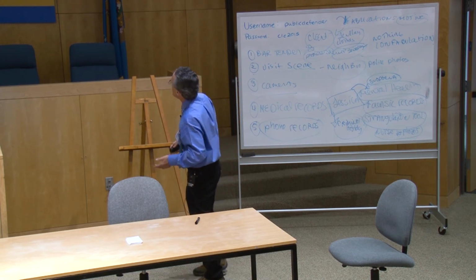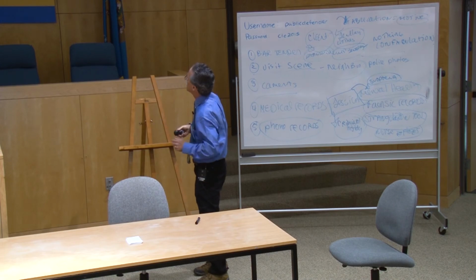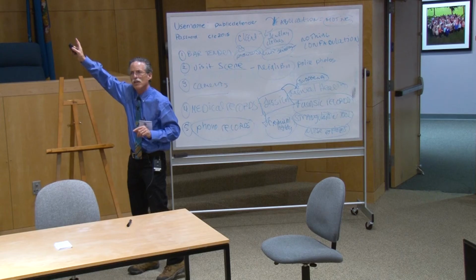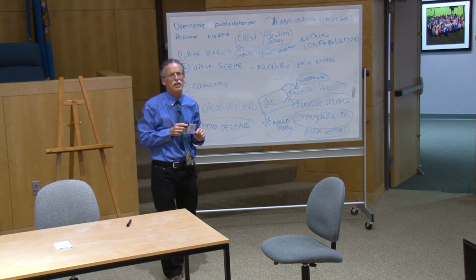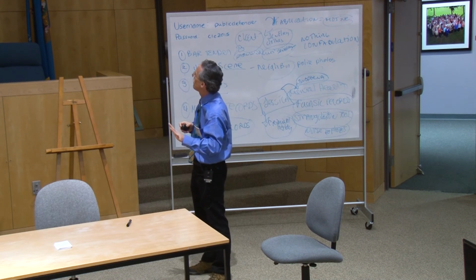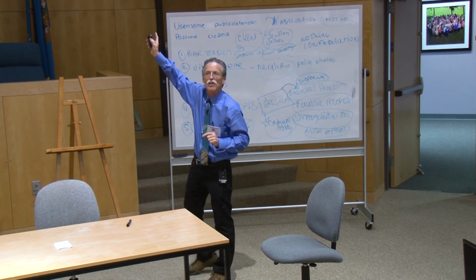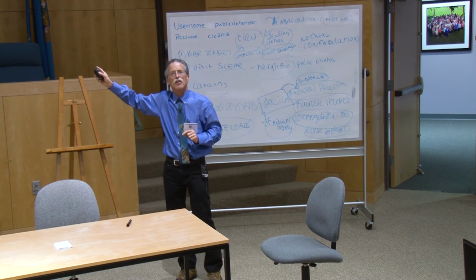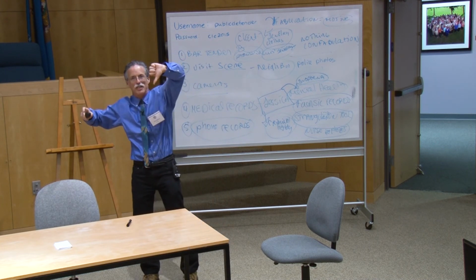Okay, so let me, I think I'll finish up with this. This was my attempt, and I use this for training judges, to sort of scroll down and say, where do you cross the line from character to proper 404(b)? So here's the theory. Your client's charged with a robbery. The robbery happened in 2013 on Good Friday. Help me out here. Would we ever admit, well, if he's not testifying, right? That he was convicted of another robbery in 2009. That's a thumbs down, right?